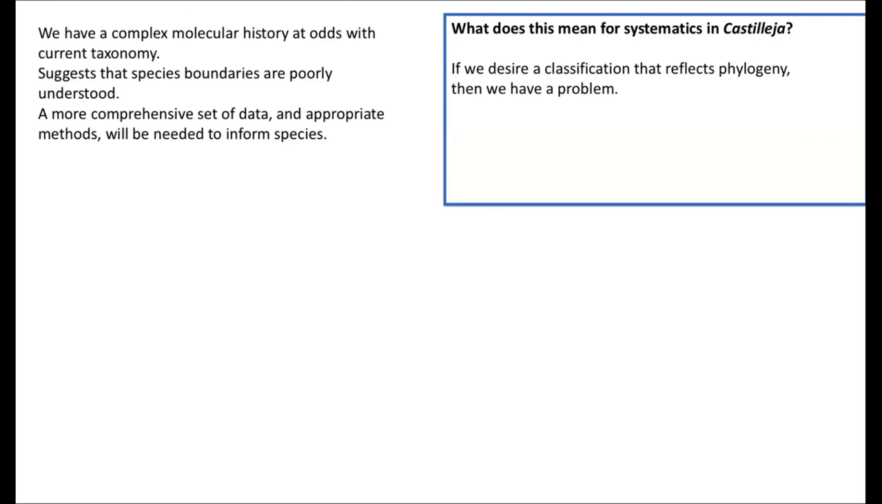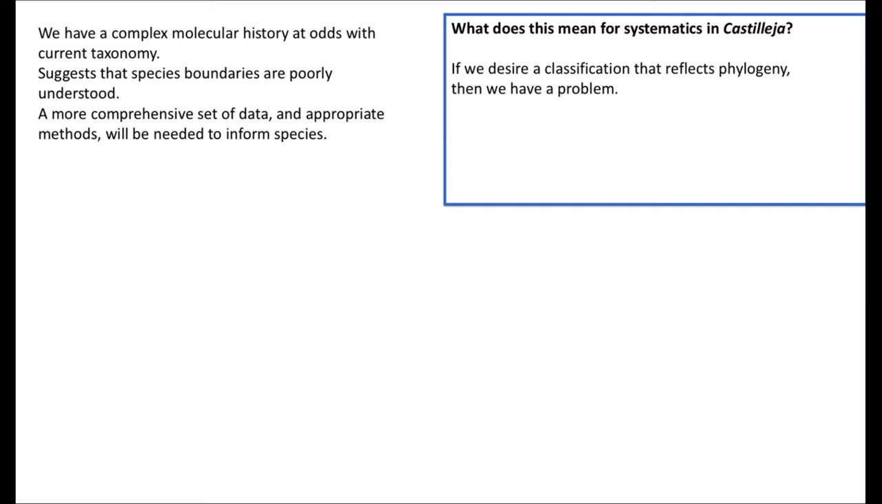Okay, so now I want to think about what this means for systematics in the group. Ultimately, if we desire a classification that reflects phylogeny, then we have a problem. I think what I've shown today is a good illustration of how complex the molecular history is in this group, and how at odds it is with current taxonomy if we expect that taxonomy reflects phylogeny.